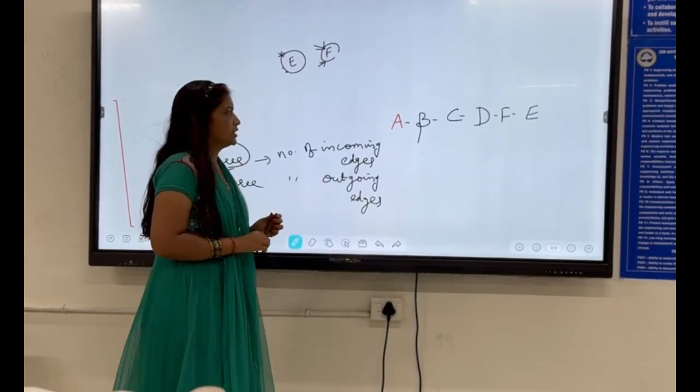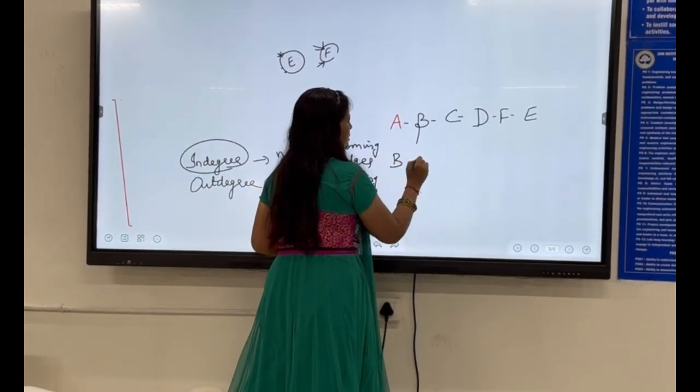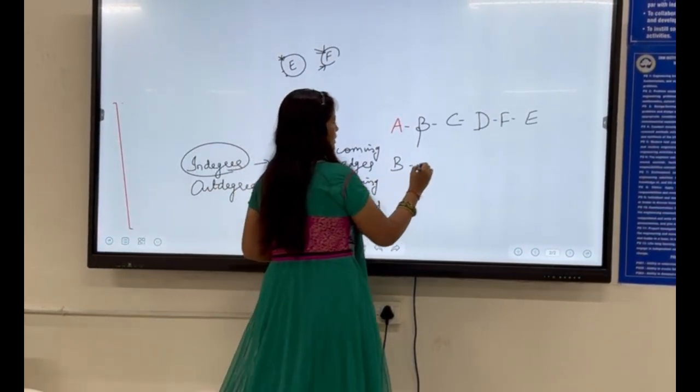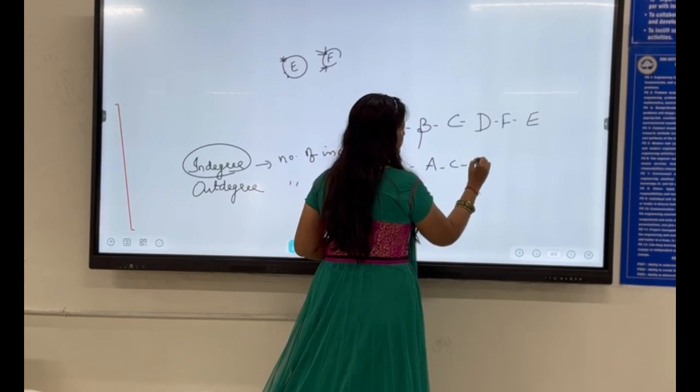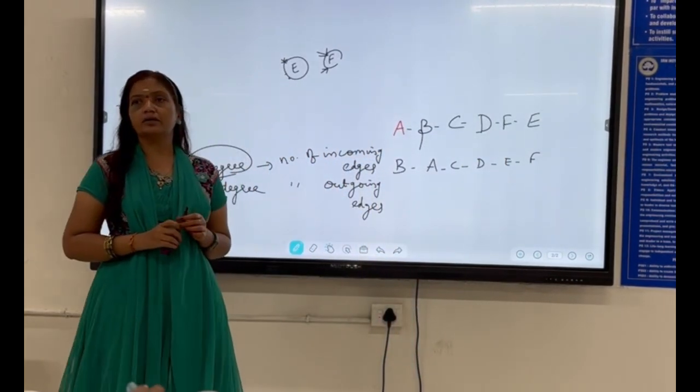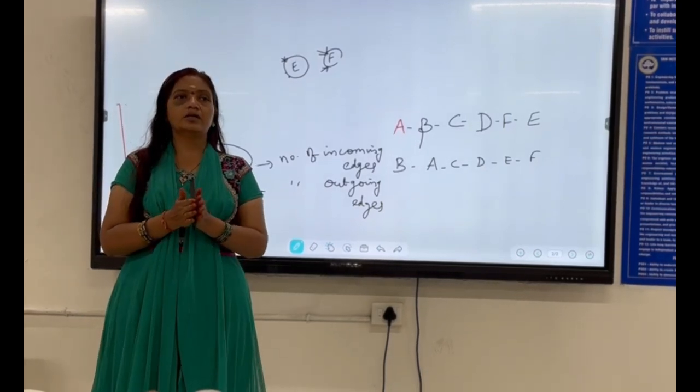So if you select B first, what will be the topological order? Do that. B, A. Will it be coming in the same order? So this is also right. Okay? Any doubts in this?